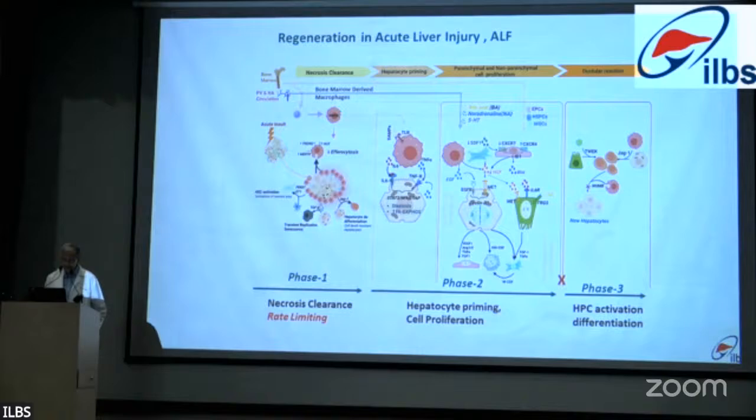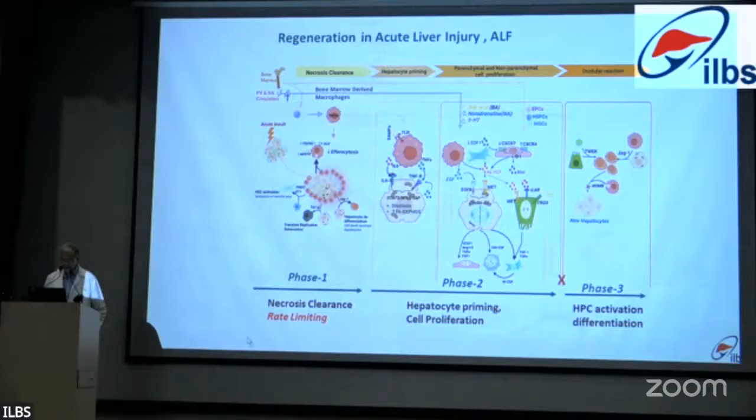So here is an area of necrosis. This necrosis has to be removed, and this is removed by macrophages, and efferocytosis is a process by which you can remove the dead cells. If there is a poor clearance of necrosis, it means the road is filled up with corpses, there will be no regeneration.